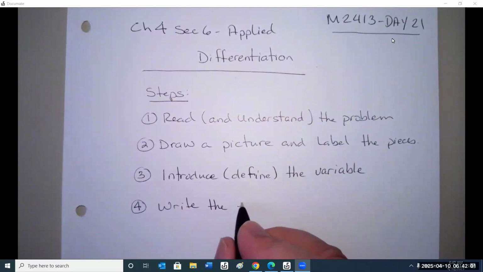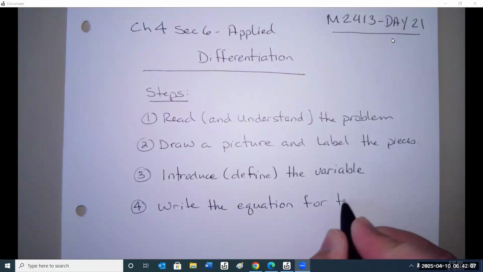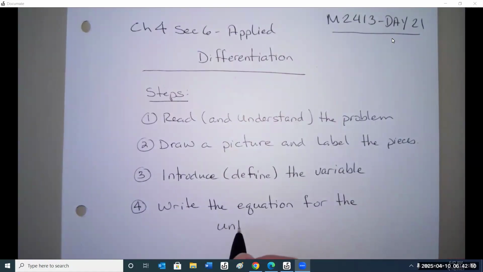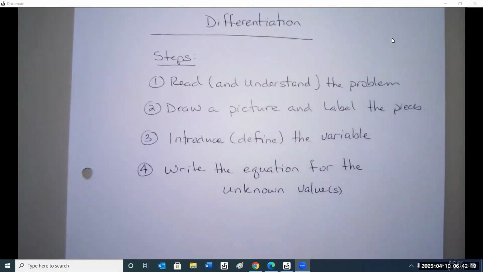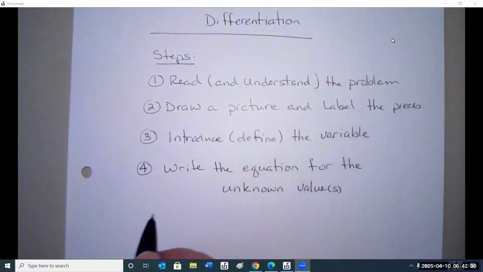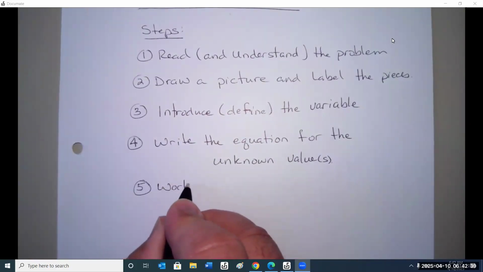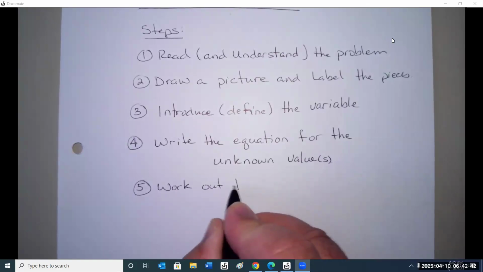The next is the most important part. Then write the equation for the unknown value. Because at this point, this is where you have your equations and your variables, and this is where you connect all of them. Because in order to solve a problem, a math equation, you can only have one equation and one variable. So this is where you connect them all. Then work out the problem.